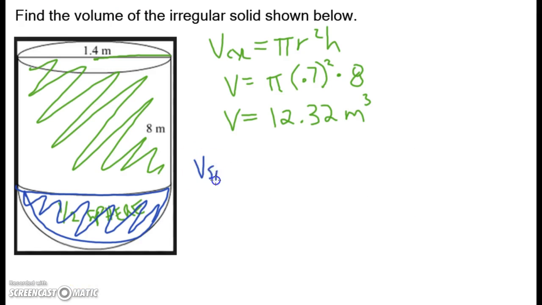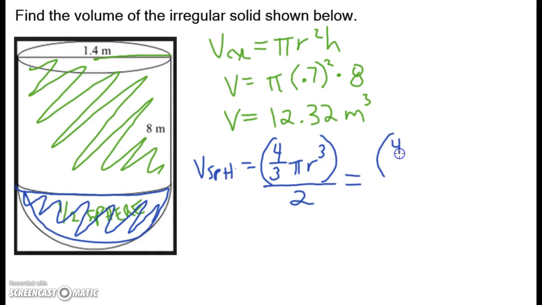The formula for volume of a sphere is 4/3 pi r cubed. But we know that we're going to take that and cut it in half, because I only have half of a sphere. I don't have the whole thing. All right, so let's start plugging in our numbers. 4/3 is just a number. Pi is just a number. The radius of the sphere is the same as the radius of the cylinder. So if the radius of the cylinder was 0.7, the radius of the sphere is also 0.7. But now it's cubed. And then once we get that answer, we'll divide by 2.